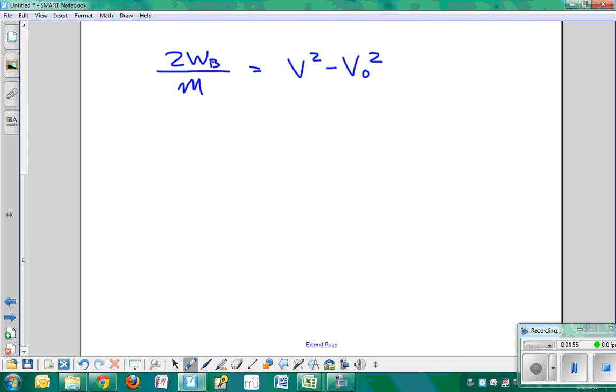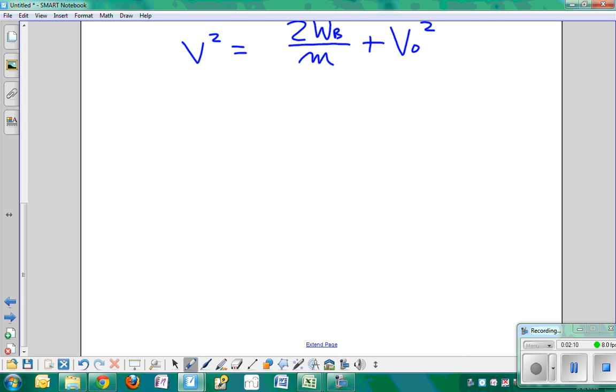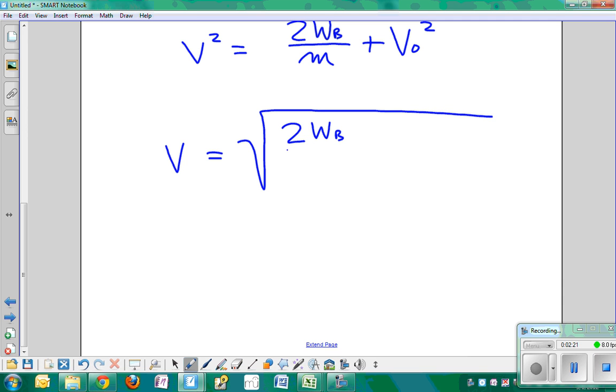Still trying to isolate v squared. We could say that v squared is going to be, I'm just switching sides here, equal to 2 times the work done by the brakes divided by the mass of the truck, plus we added v naught squared to each side. So now what we're going to do is just take the square root. V, take the square root, means we take that away. V is equal to the square root of 2 times the work done by the brakes divided by the mass of the truck, plus the initial velocity squared.